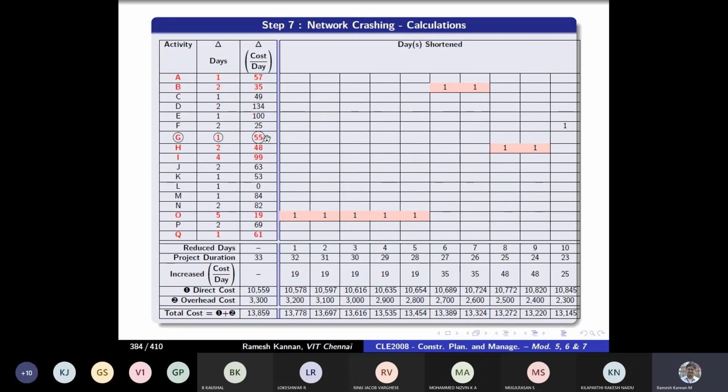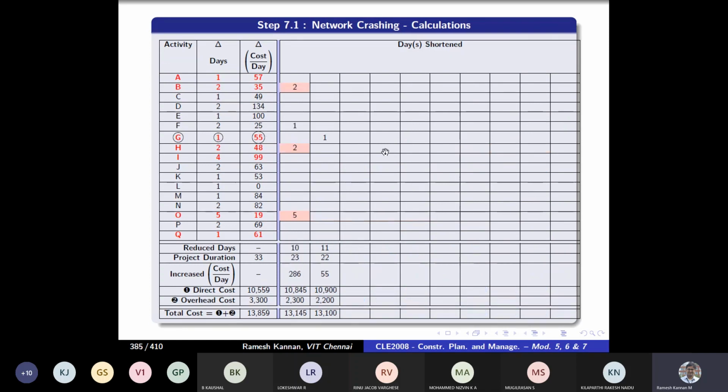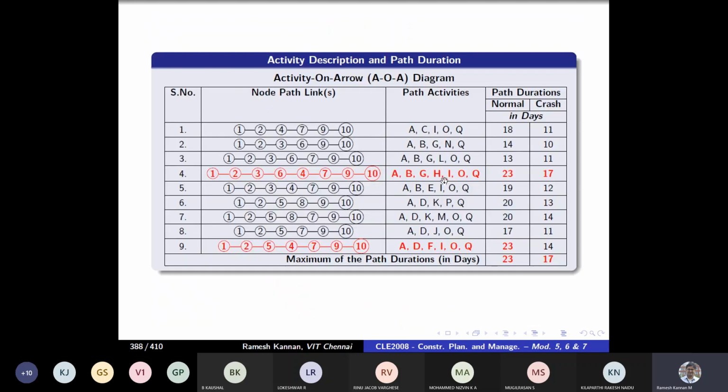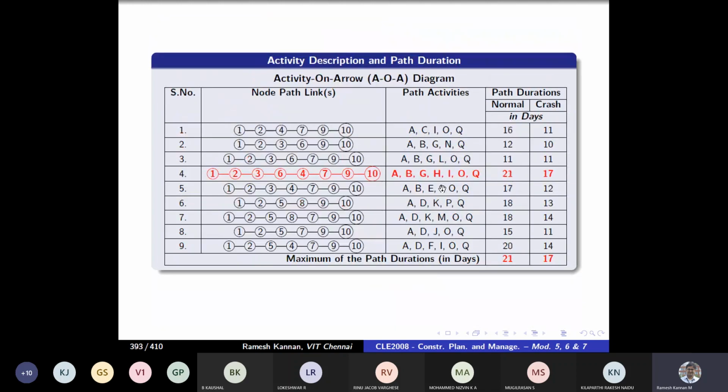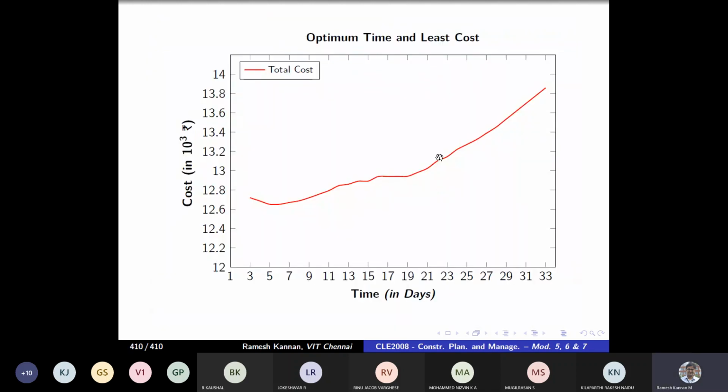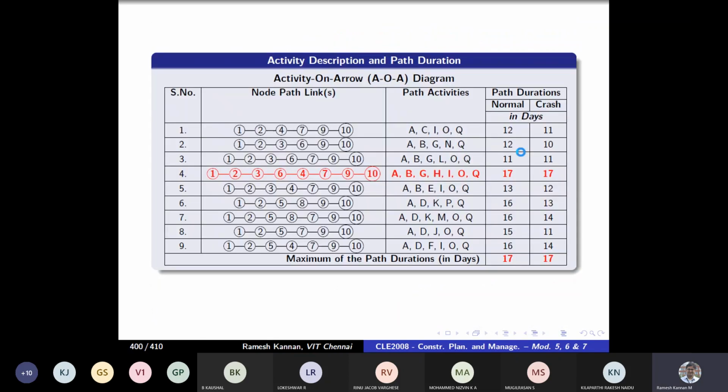We have exhausted H, D and O, so we will have only G. G can be reduced by 1 day, at a cost slope of 55. When you reduce it, you will get both critical paths again. So this will keep on happening until you have this particular graph. Actually, this portion I've calculated up to this point. After this, you can try this yourself and appreciate it, because it's a very lengthy process.